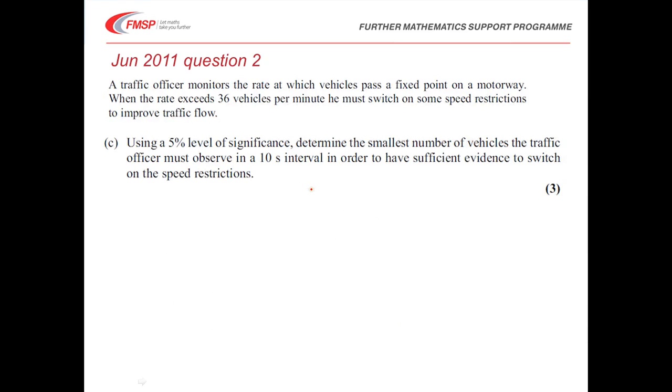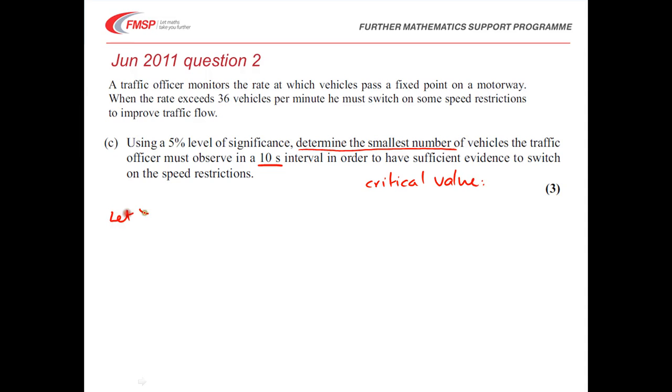So it continues. Traffic officer, same question. Using a 5% level of significance, determine the smallest number of vehicles the traffic officer must observe in 10 seconds to have sufficient evidence. So again, you've got to have your wits about you because they've now changed the time frame again. This is really asking for something called the critical value, so it's on the way to finding a critical region.